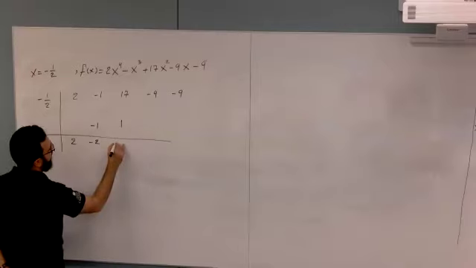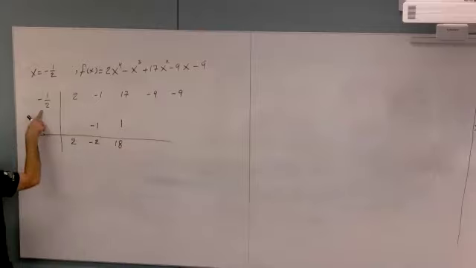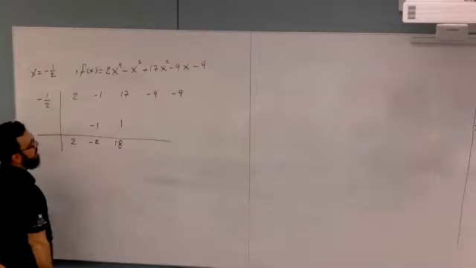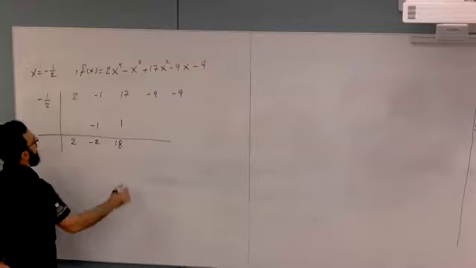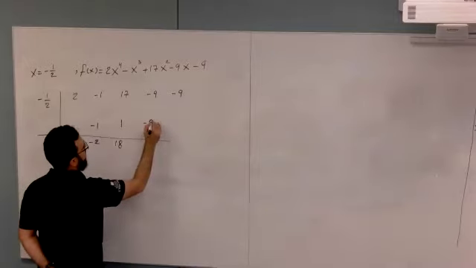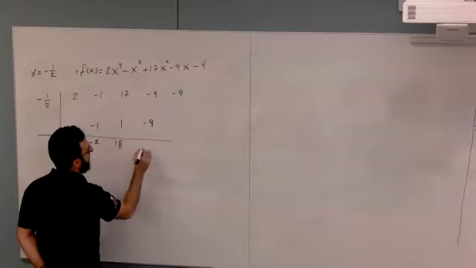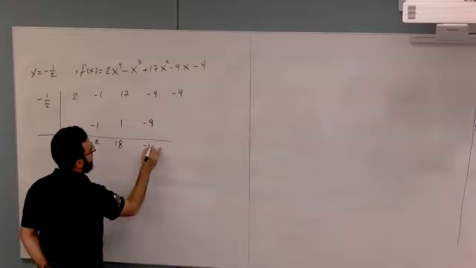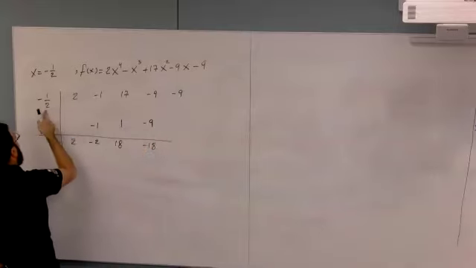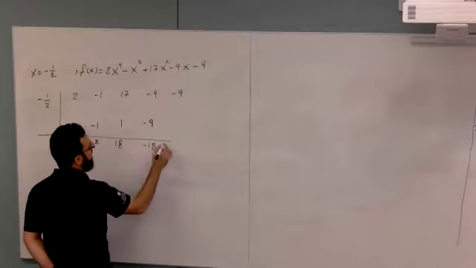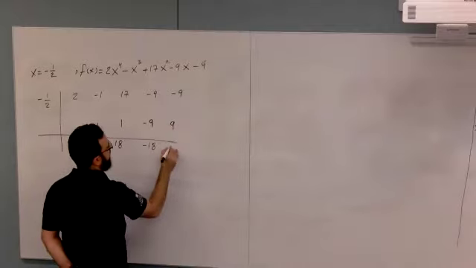Add these together, 18. Negative half times 18, negative 9. Add these together. Negative half times negative 18. Add these together.